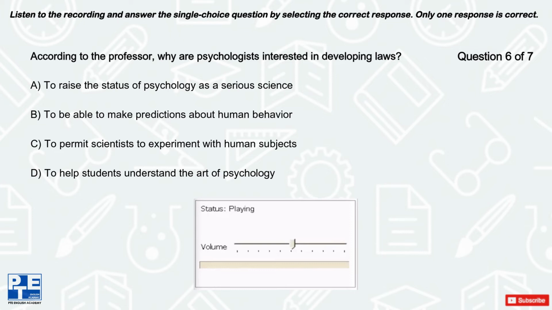Listen to part of a lecture in a psychology class. The professor is talking about stating laws in the science of psychology. Psychology is a relatively new science. Like other sciences, psychology must be able to state laws. A law is a way of organizing knowledge about something so that we can make predictions. When enough knowledge is gained about a subject, a scientist can state precisely what will happen under certain conditions.